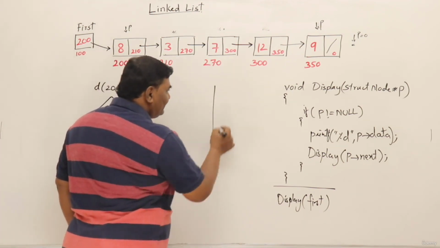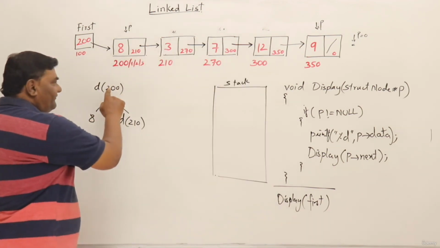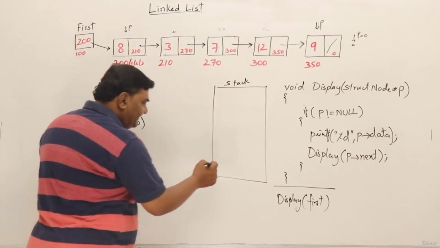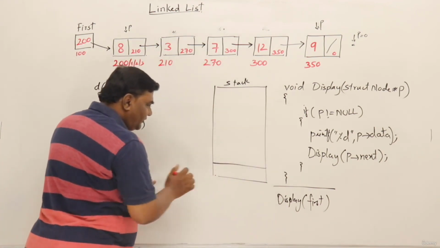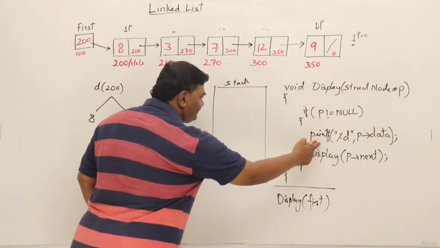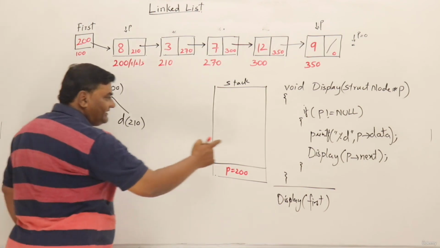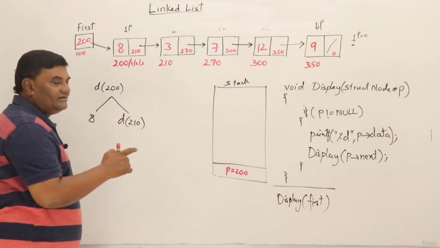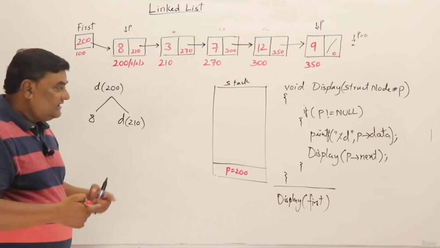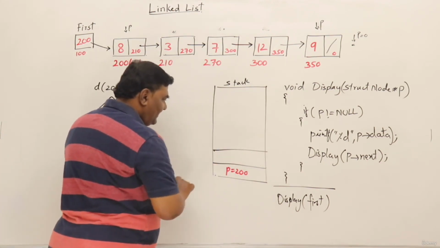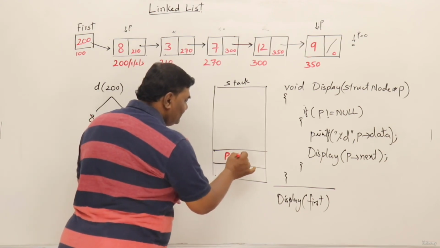Suppose this is a stack, the system stack. The first time I called, the address was 200. So an activation record is created and the pointer p is 200. And 200 is not null, so it has printed this 8 and it has called itself again for the next address, that is 210. For the next call, again an activation record will be created and the pointer p will have the value 210.